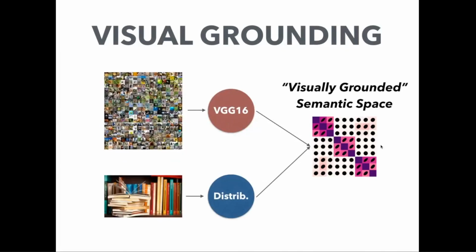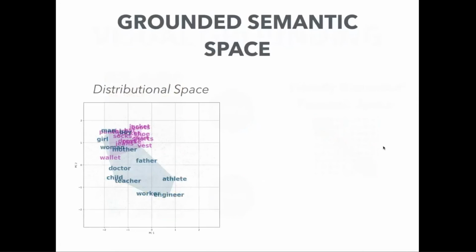So, there are some words that we don't have visual information for, so we essentially have to pull information from our distributional model. I want to give a little bit of intuition for what these spaces look like and how they differ, and I hope this is slightly helpful. This is a new demo.